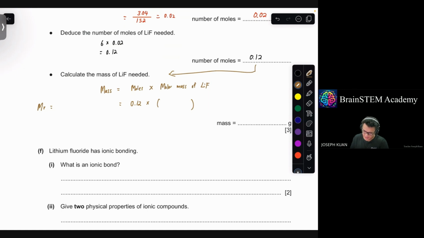Okay, so LiF will be 7 plus 19. That will make 26. So 0.12 multiplied by 26 gives you 3.12 grams. All right.